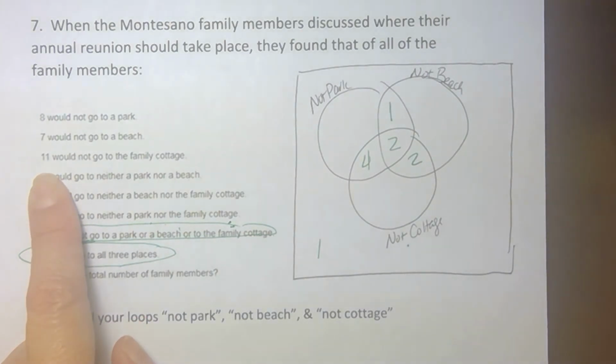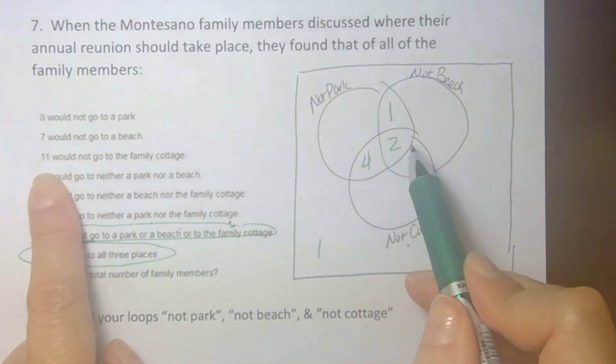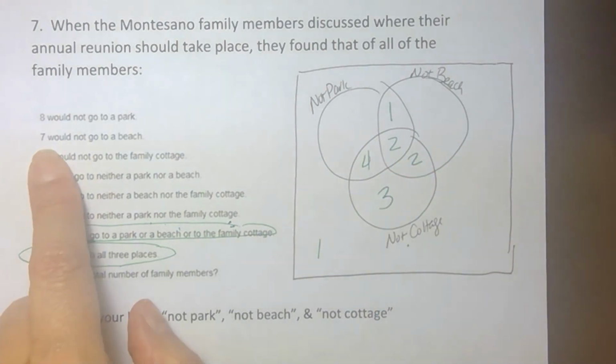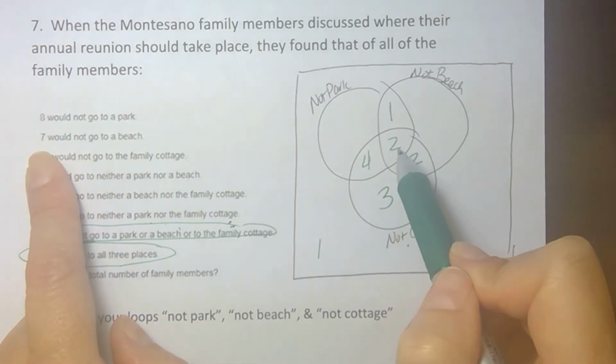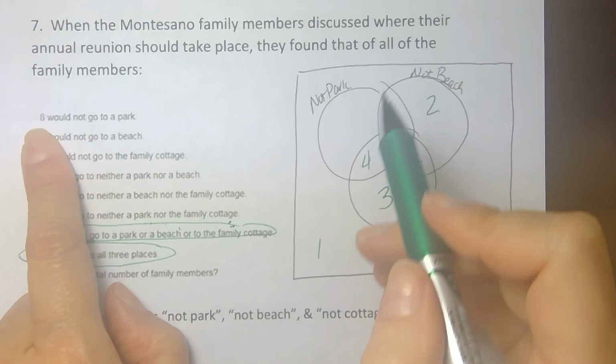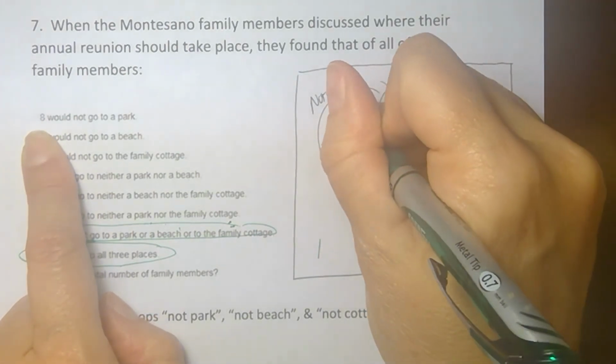11 would not go to the cottage. 4, 5, 6, 7, 8, 9, 10, 11. 7 would not go to the beach. 2, 4, 5, 6, 7. 8 would not go to the park. 4, 5, 6, 7, 8.